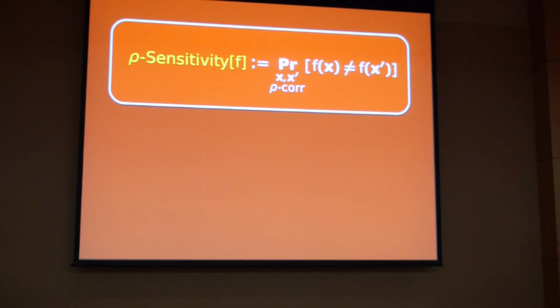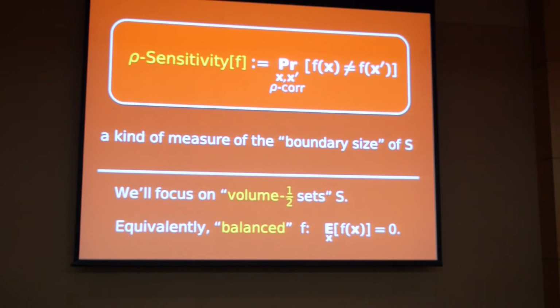So it's quite natural to consider the isoperimetric problem associated to it: which set S has the smallest Rho sensitivity. And as always with isoperimetric problems, it only makes sense if you fix the volume of the sets that you're talking about. You can look at any volume, but the most interesting volume to focus on is a half. So it's simplest to focus on sets S of half of the vertices of the discrete cube.